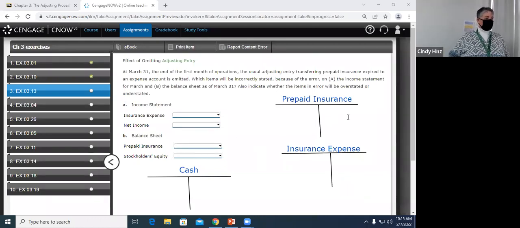So this says at March 31st, end of the first month of operations, the usual adjusting entry transferring prepaid insurance expired to an expense account is omitted. So again, just like in the last exercise, I want to talk about what already happened. We already bought that insurance policy. And let's say it's a 1-year insurance policy and we paid, I don't know, $600 for it. At the time we bought the insurance policy, we used cash to do that. So we credit cash, we used cash, and we record on our balance sheet this asset, prepaid insurance. So 1-year policy, $600, that's $50 a month for this insurance.